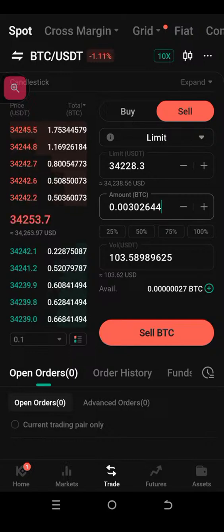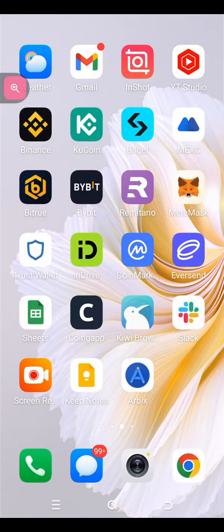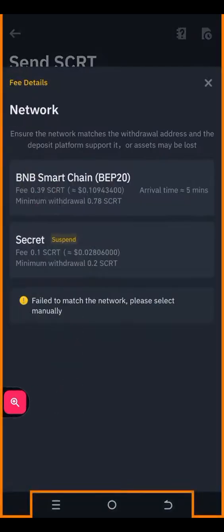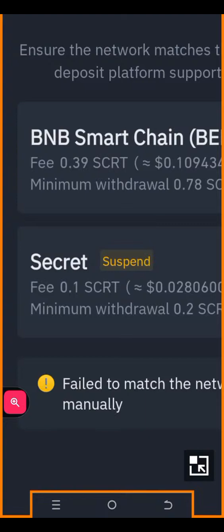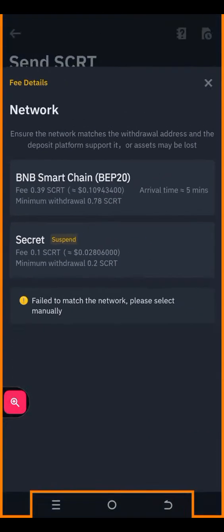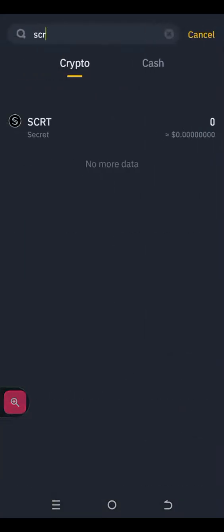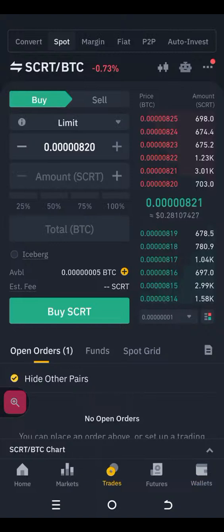Okay, now we're here, and the only thing that's standing in our way is that we can't even withdraw this with Secret because the withdrawal network of Secret has been suspended. Can you see that? It has been suspended. So these are the pros and cons. Okay, let me go back. This was supposed to be a profitable transaction. But what exactly stalled this transaction? The withdrawal network and the deposit network are not matching.